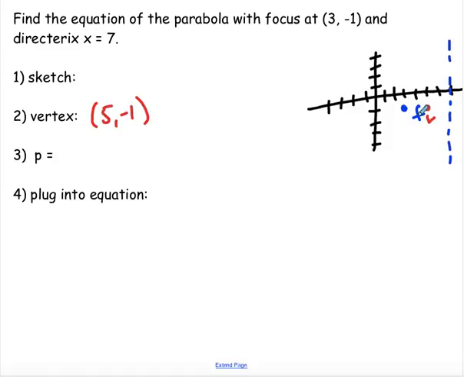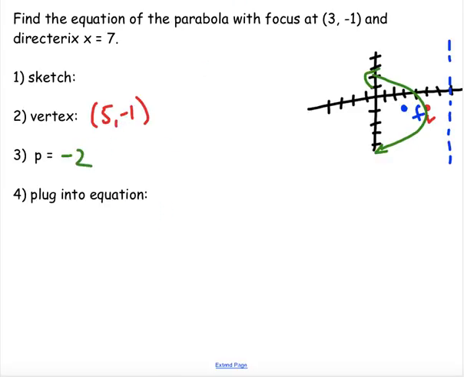My labeling is a little off. That F should be a little closer to this blue dot, but I think you get the idea. So we're opening to the left because it's got to go through the vertex and the focus should be on the inside. And then p is the distance from the vertex to the focus or from the vertex to the directrix. Since it's opening left, p should be negative. And so what is that distance between these two and between these two? It's -2.